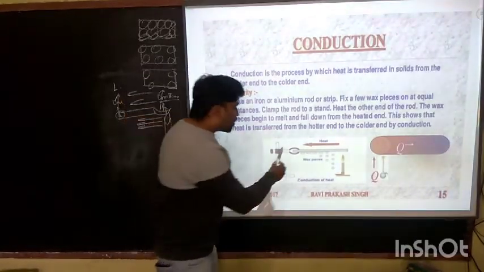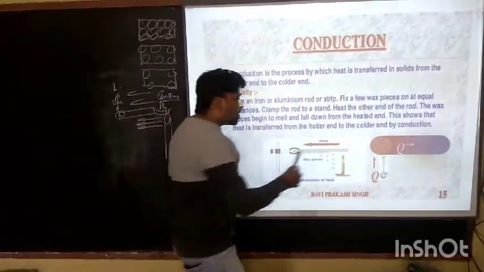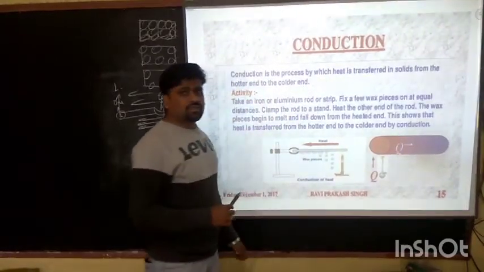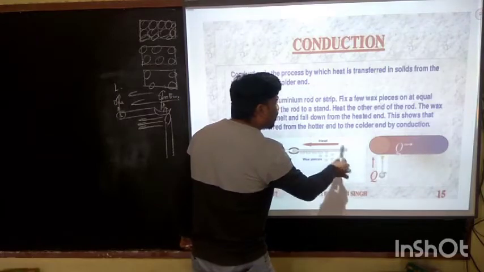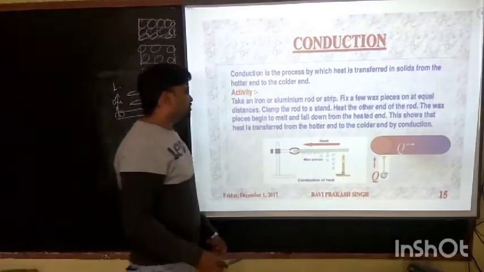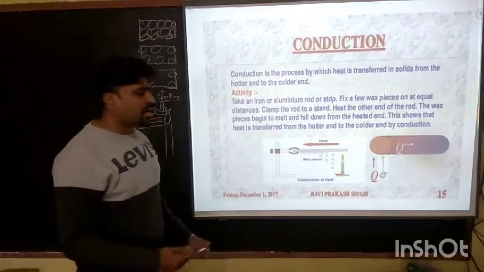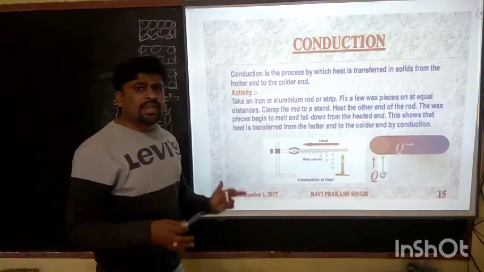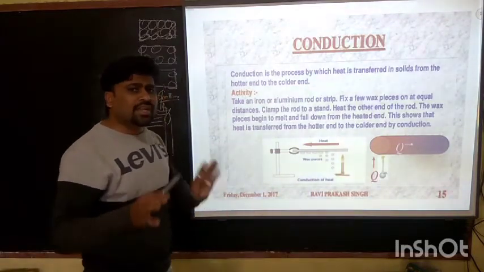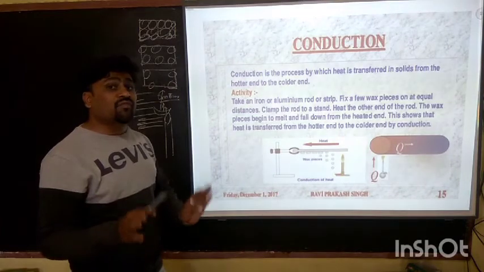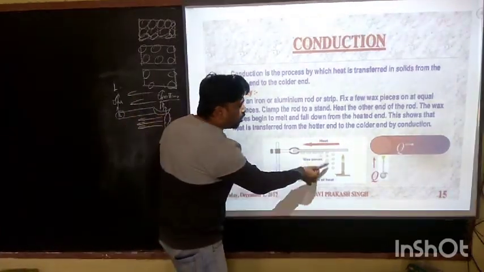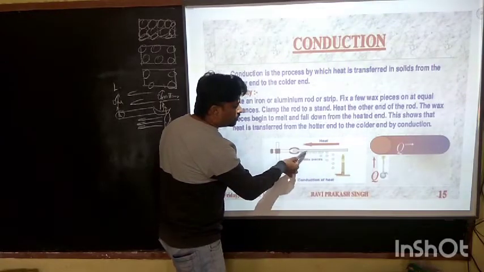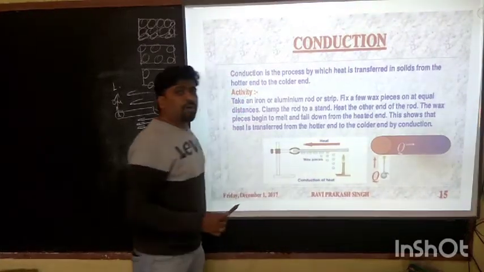Clear? Now this is one end of the rod, and this is the other end. The other end is heated using the burner, or heated using a candle, or heated using the burner. Like that we are heating one end. You can observe that after a few minutes there will be drops. There will be drops of wax.